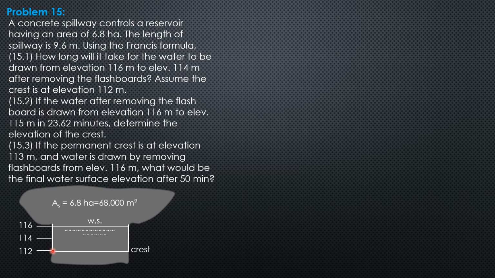So the head is measured from the crest to the water surface, and in general it is variable, and the outlet is a weir. So meaning the final head is 2 meters when the water surface drops to elevation 114. That is 2 meters. The initial head is 4 meters. Then area S is 6.8 hectares, 68,000 square meters. When the water surface drops, the area, which is very large, remains unchanged. That's the idea. So area S is constant.